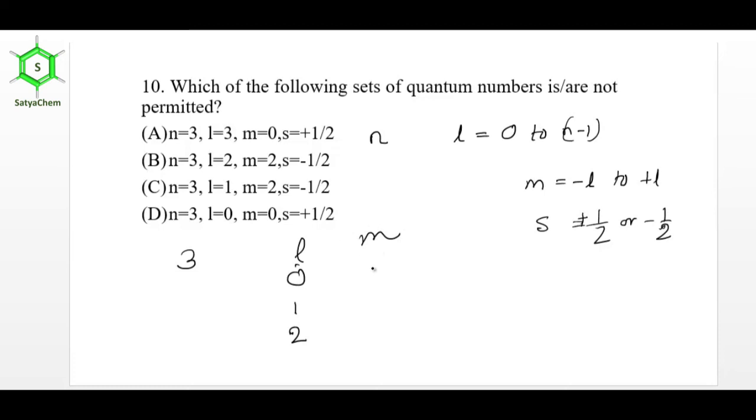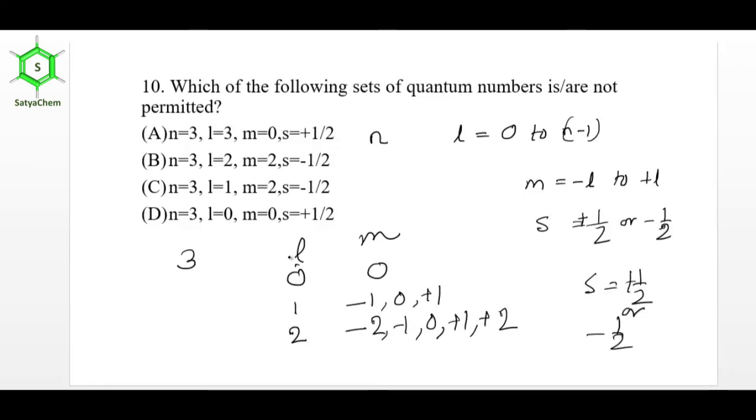For l equal to 0, the m value is only 0. When l equals 1, the m value can be minus 1, 0, plus 1, and when l equals 2, the m value can be minus 2, minus 1, 0, plus 1, plus 2, and in each case s can be plus half or minus half. So it is clear that l equal to 1 and m equal to 2 is not possible. So this is an incorrect set.